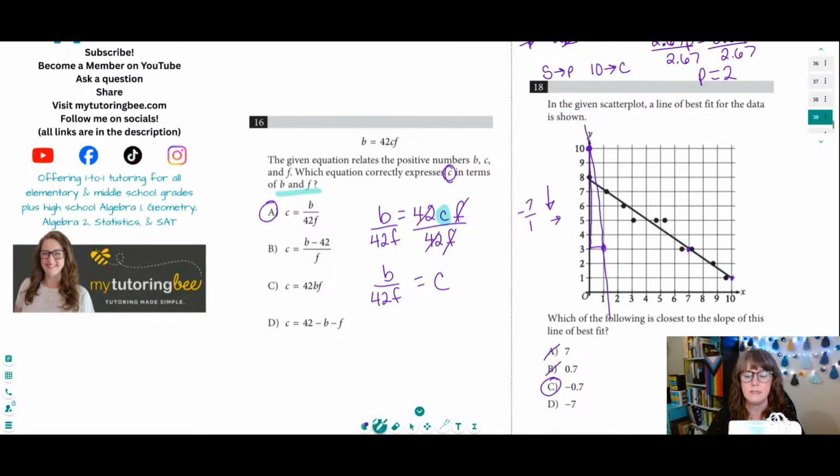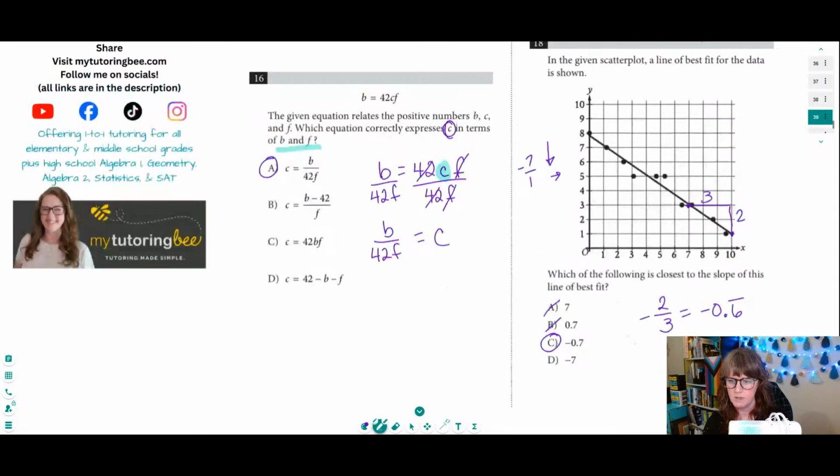So I'm going to go ahead and say that it's negative 0.7. Well, let's go ahead and do some calculations here and see if that matches up with what we picked out as the closest points that we could along this line. So our rise is 2, our run is 3, and so negative 2 over 3, if we were to calculate that, is negative 0.6 repeating, which is going to be closest to negative 0.7. So that's our slope for that one. I believe that's it for that one.